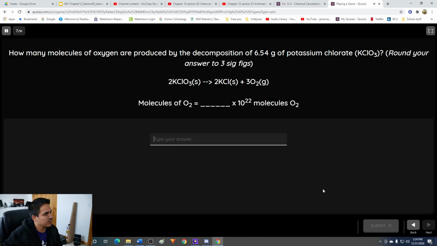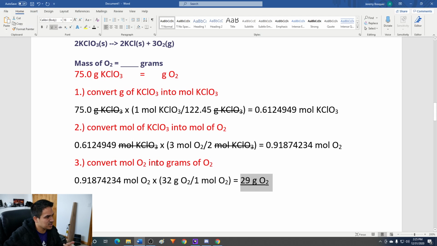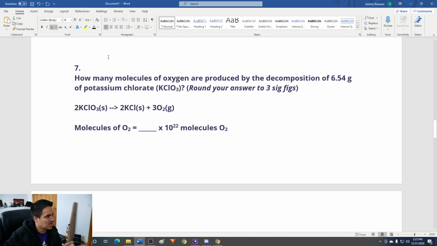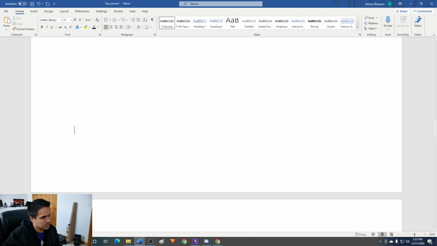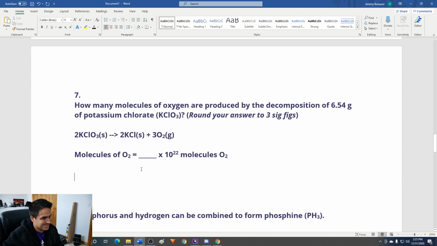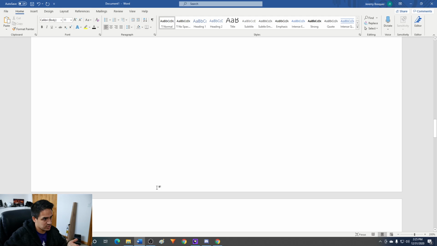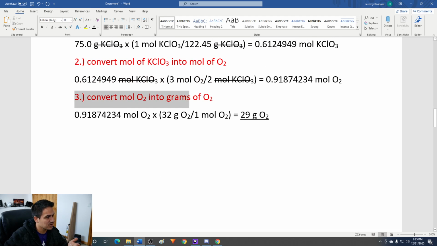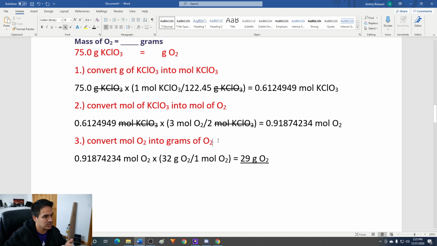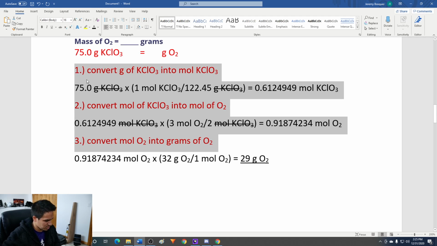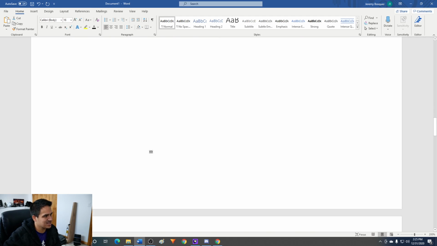Here we go. How many molecules of oxygen are produced from the decomposition of 6.54 grams of potassium chlorate? This is basically the same problem that we just did. However, the tricky part now is they want us to end in molecules of O2 instead of grams of O2. So the last step we did before, where we converted moles of O2 into grams, is going to convert from moles of O2 into molecules. It's going to be a different conversion factor, but otherwise the beginning is exactly the same.